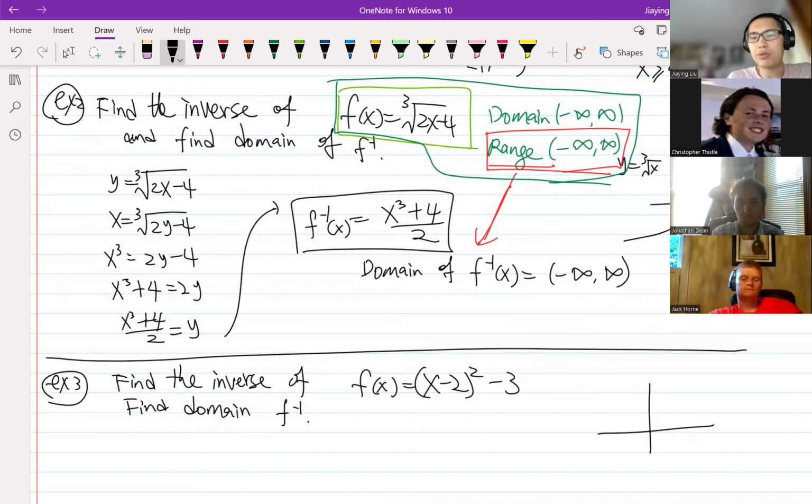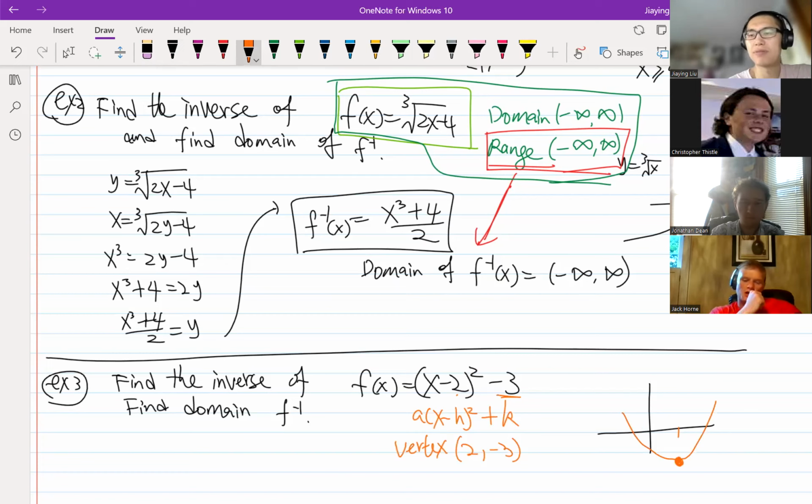f of x equals (x minus 2) squared minus 3, that's quadratic. If you recall, for quadratic functions, this is like a times (x minus h) squared plus k. So h is 2, k is negative 3, so the vertex is (2, negative 3). If we graph it, (2, negative 3) is here, that's the vertex. And a is positive 1, opening upwards. So the parabola probably looks like this. So that's the function. Is this 1 to 1?